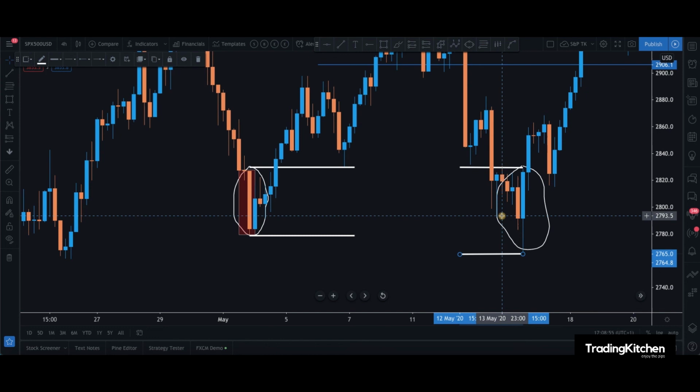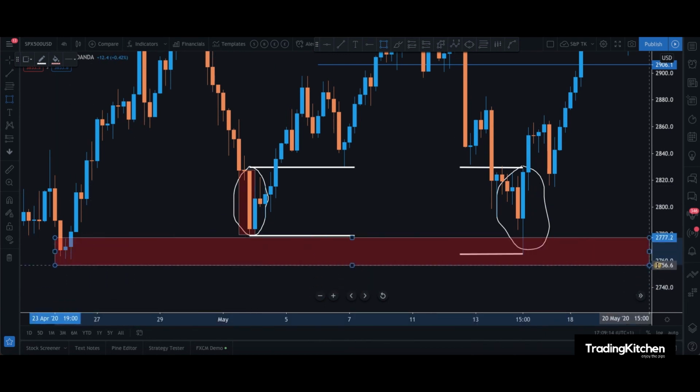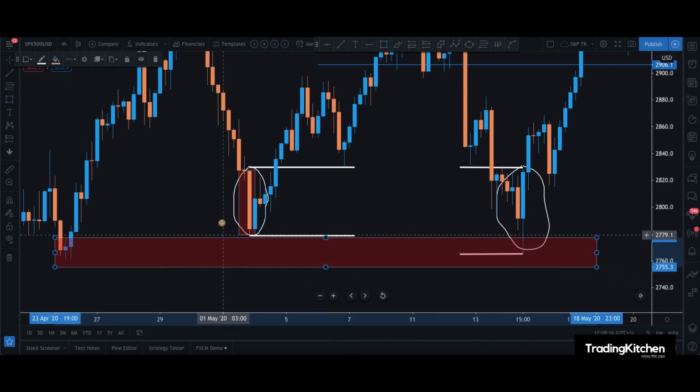Just take advantage of them only if the candles are made in a structure, in a key area, or in this case in the demand zone. Okay, this is maybe a double bottom. So be very careful about this.